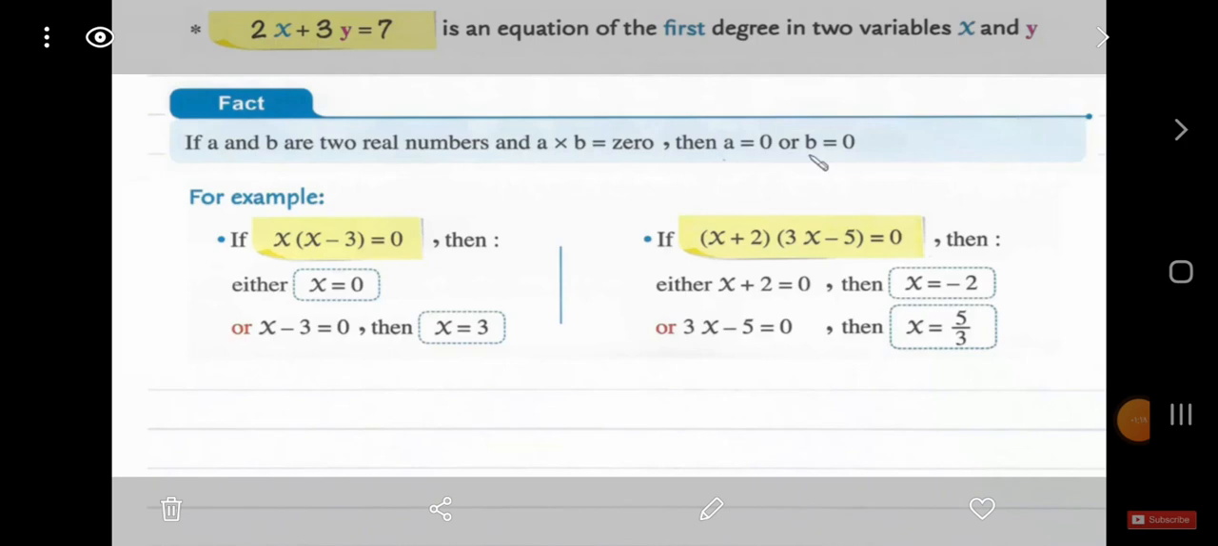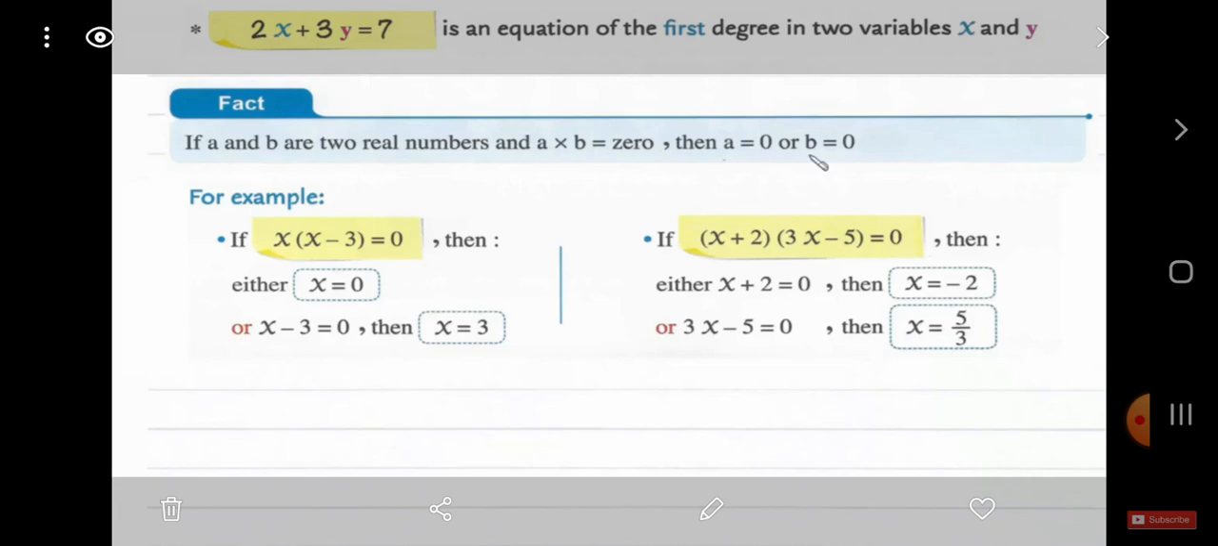For example, take the equation x(x - 3) = 0. Then we have two solutions for x. Maybe x = 0, or x - 3 = 0. Then we move negative 3 to the other side as positive 3, so x = 3.